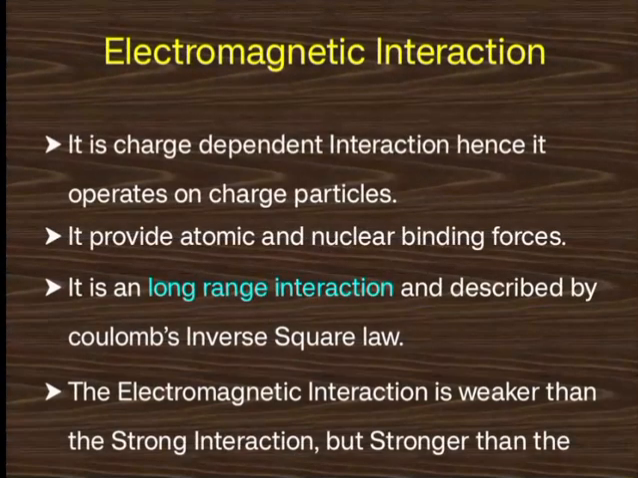The next one is electromagnetic interaction. This is much stronger than gravitational interaction. This is the classical interaction of the Maxwell-Lorentz field between electrically charged particles. It is a charge-dependent interaction. It provides atomic and nuclear binding forces. The electromagnetic interaction has a long range and is described by the Coulomb inverse square law. The electromagnetic interaction is weaker than the strong interaction and stronger than the gravitational force, and it may be attractive or repulsive.